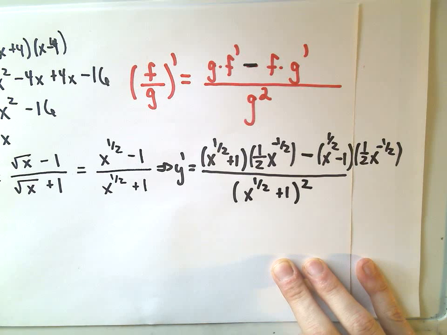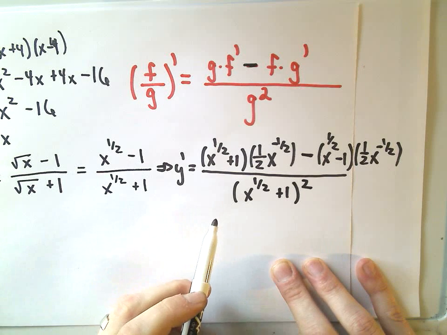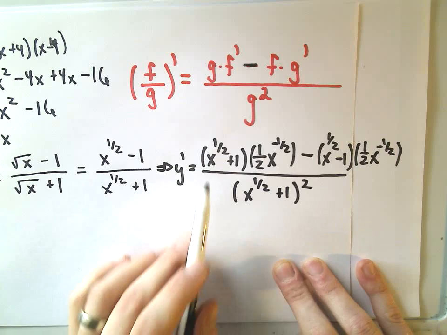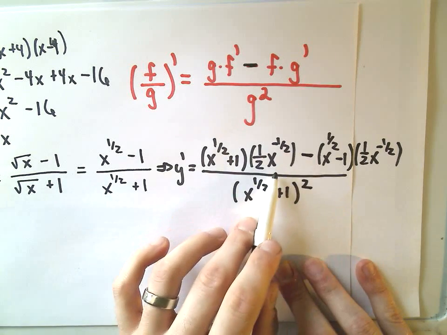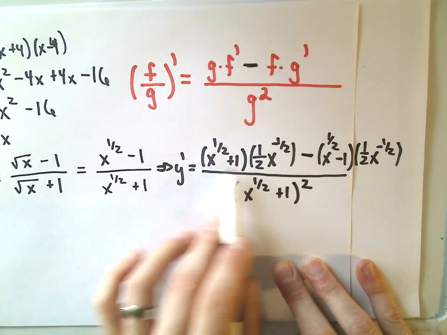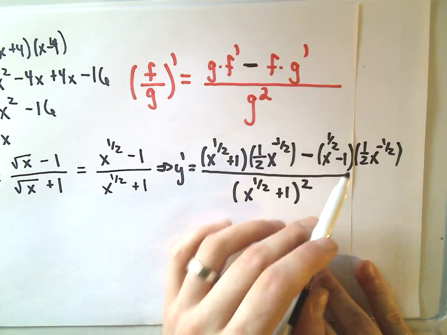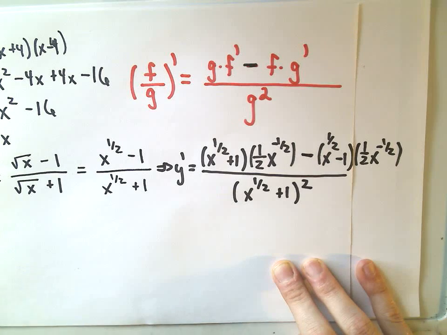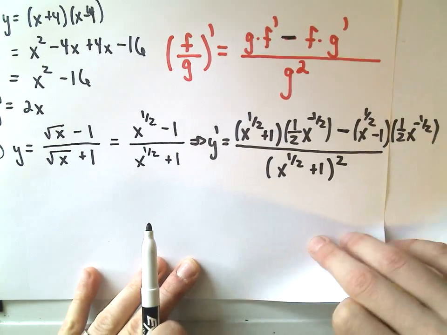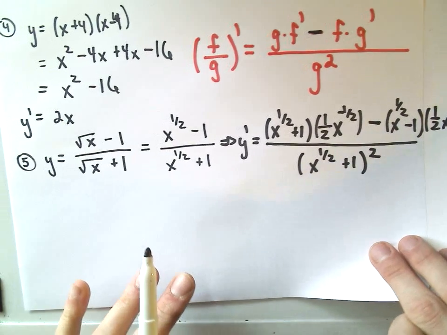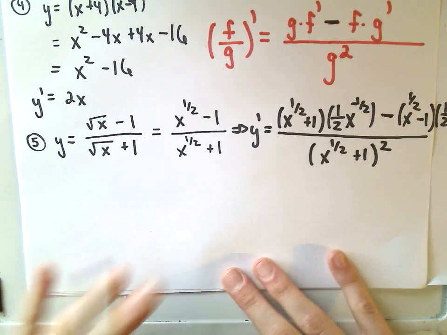Okay, so again, I'm not going to simplify this out, but it's certainly a moderately tedious part. I would just distribute the 1/2 x to the negative 1/2 to the x to the 1/2 plus 1. I would do the same thing on the right side, and then try to factor it. So it's going to turn into a bit of a tedious algebra problem, but there is the derivative at least.